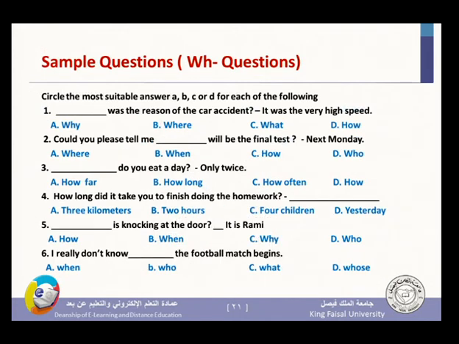With regard to the questions, what's the reason of the car accident? What? Because you are asking about the reason. What was the reason of the car accident? It was the very high speed, for example. The second question is asking about time. So when is to be used. Could you please tell me when will be the final exam? When will be the final exam? Notice will is located before final exam because it is used as an auxiliary in here.